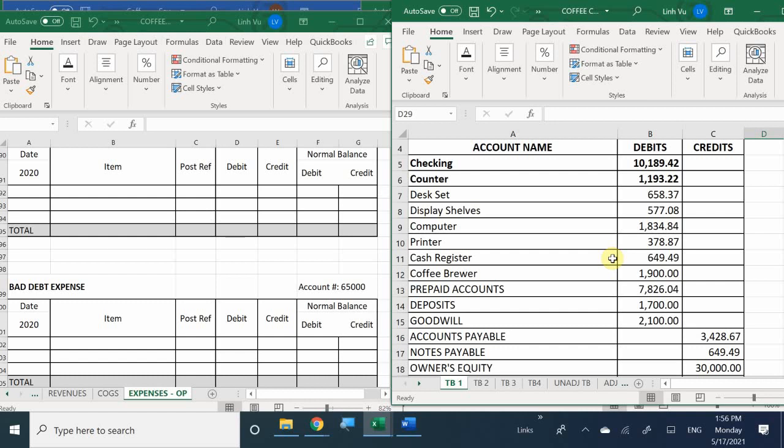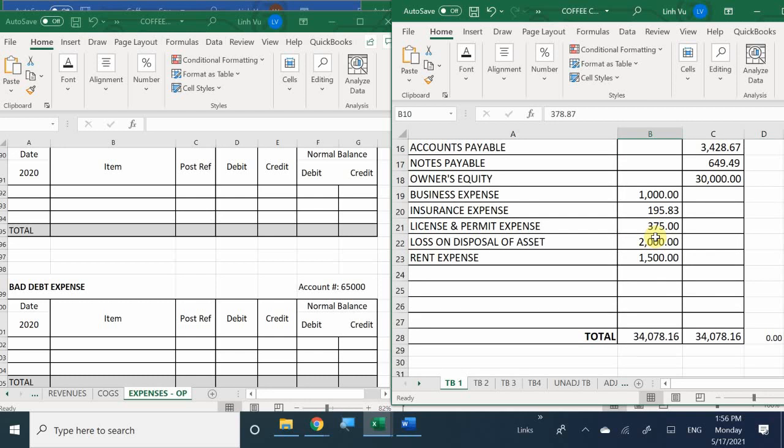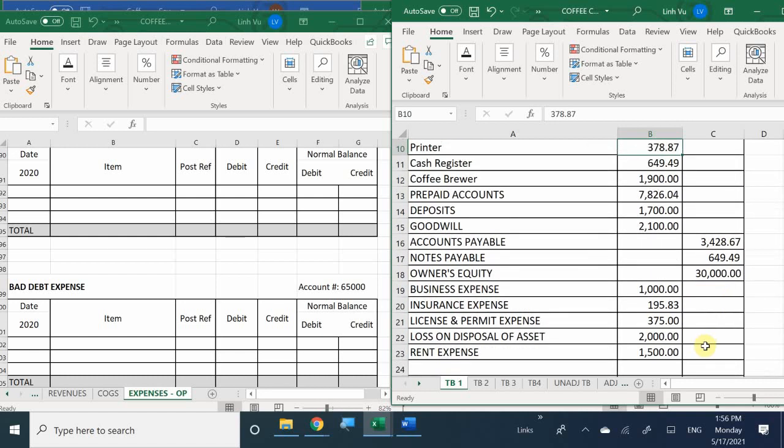Okay? Nicole, did you find it? I did. Did you match me to $34,078.16? Yes, on the accounts payable. I fat fingered 64.28 instead of 34.28.